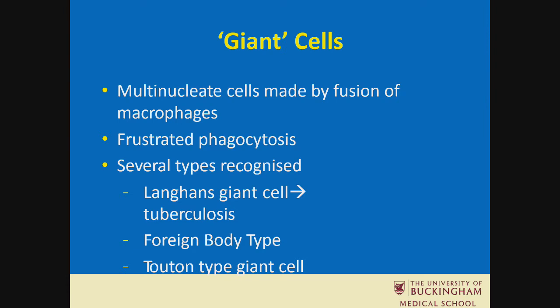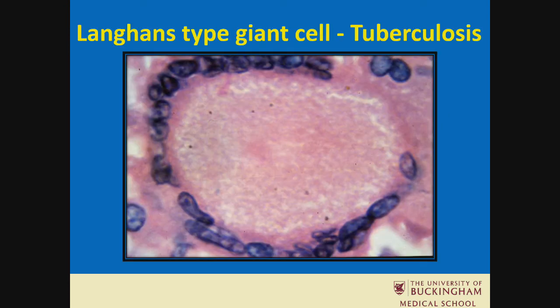There are different types of giant cells. One is the Langerhans type giant cell. This is a Langerhans type giant cell. This is typically seen in tuberculosis, where the nuclei are arranged in a horseshoe or U-shaped pattern at the periphery. It can be seen in sarcoidosis and Crohn's disease as well. But it is typically seen in tuberculosis.